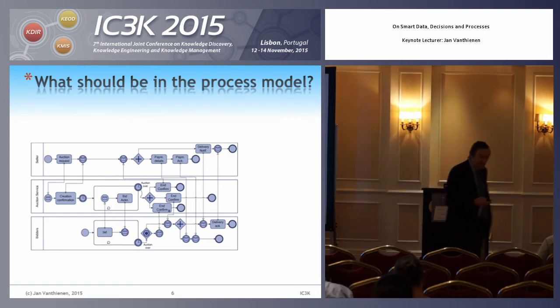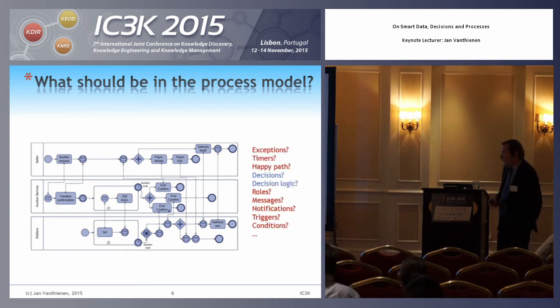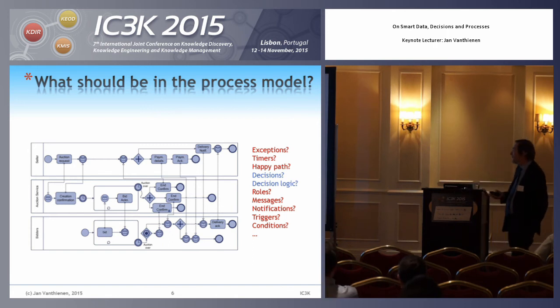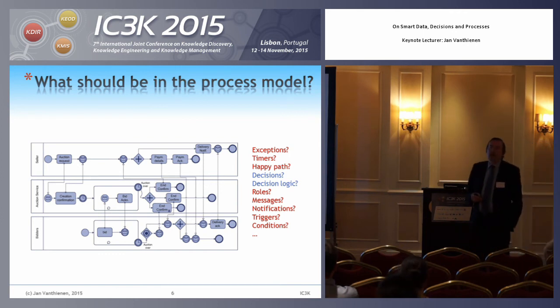First, looking at business processes, you might know there are a number of symbols and notations and things we can put in a business process model. The happy path, the exceptions, the gateways, the events, the start events, all types of intermediate events and timers. We have swim lanes, we have roles, we have messages, we have data, we have notifications, triggers, we have conditions. And of course, one might wonder, isn't this too much for one specific modeling notation? What should we put in the process model to keep it still a little readable?